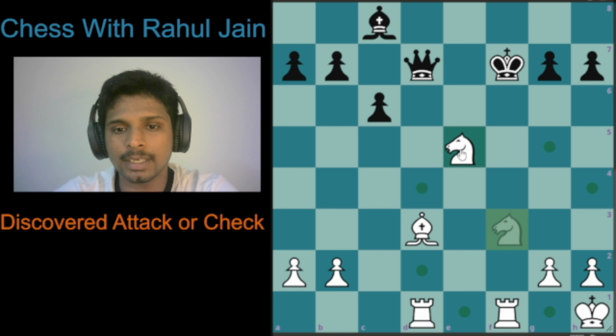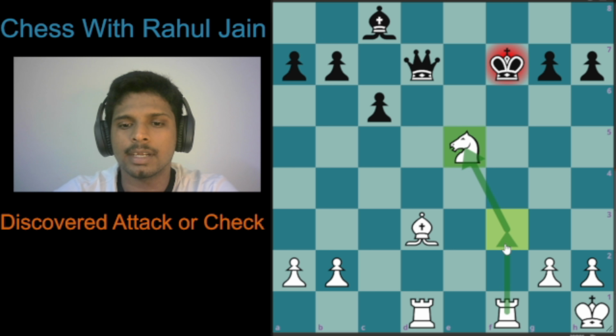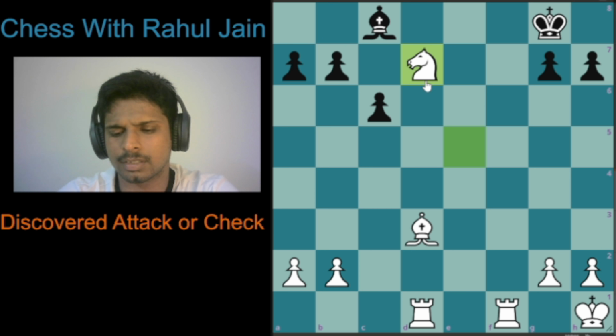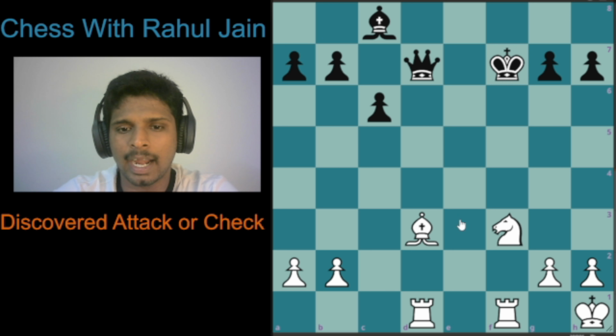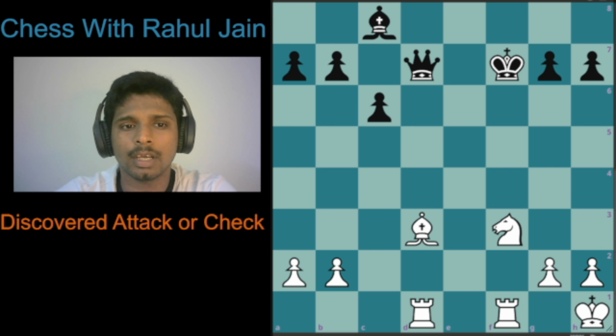When we move this piece, the rook is X-raying the king. Whenever we move the knight, that would be a discovered check to the king. The king wherever moves, we just grab the queen. This is simple. So this is a discovered check and this is a discovered attack. So I think you are clear with that. I will give some examples for that.